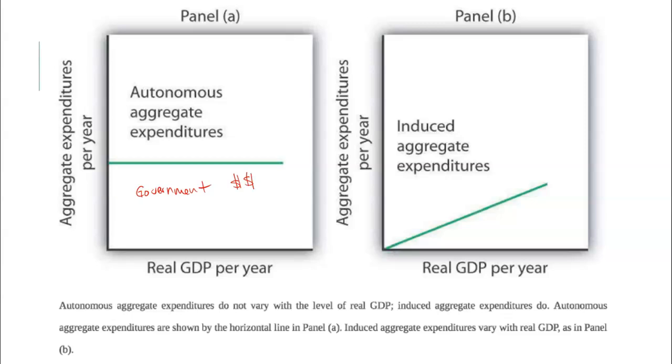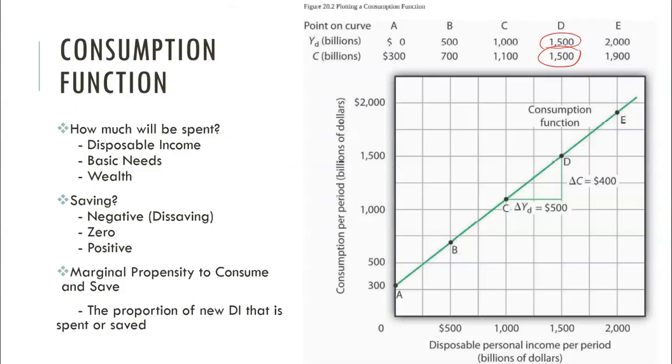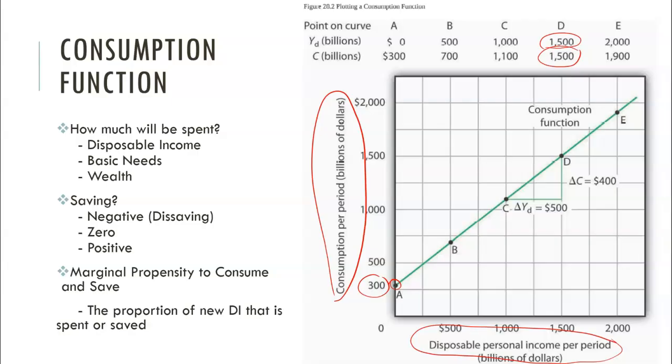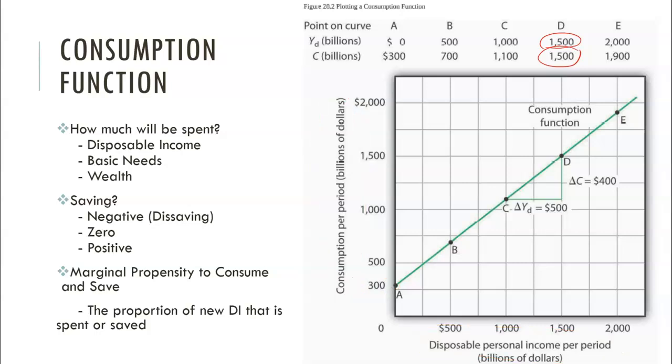And in this model, we have some portion of consumption that's considered induced aggregate expenditure, meaning it's affected by the level of income. So in this model that we have here, consumption is caused by disposable income. And we start out with some level here of 300. This is autonomous spending, but then the rest of it, all of those increases, are caused by this change in disposable income.